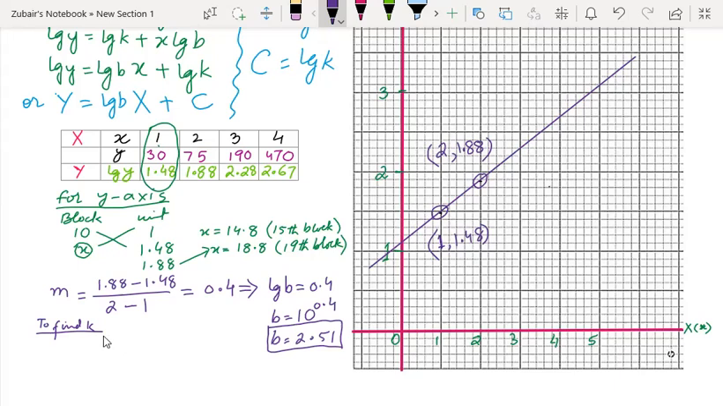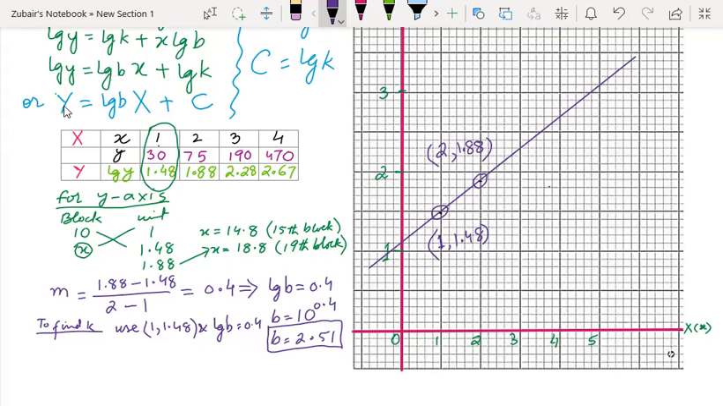So we can use any one of the points. So I'm using 1 comma 1.48, and the gradient, which is lgb, equal to 0.4. So these two values we will put here in this equation.